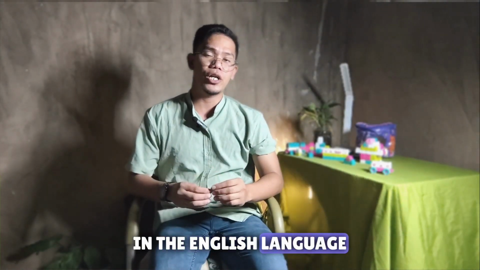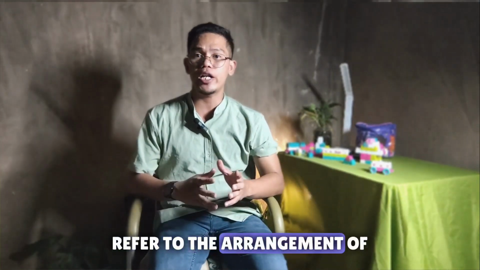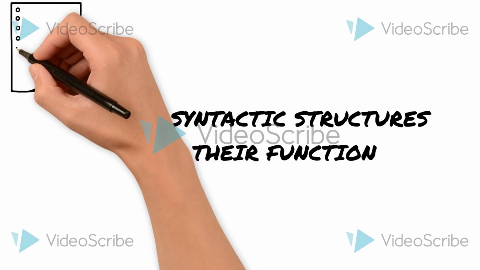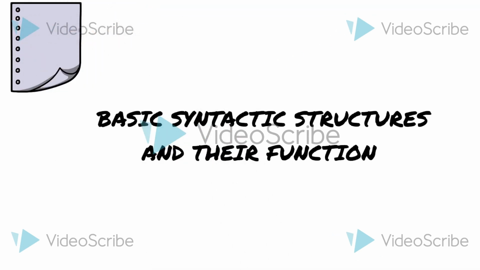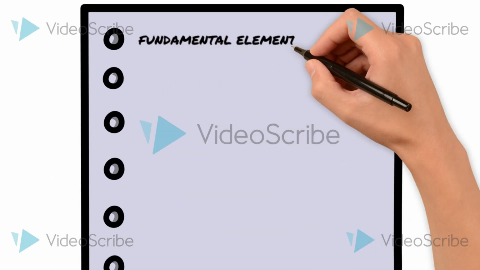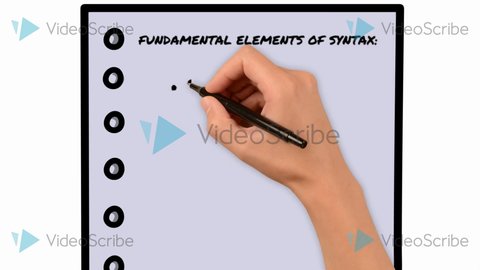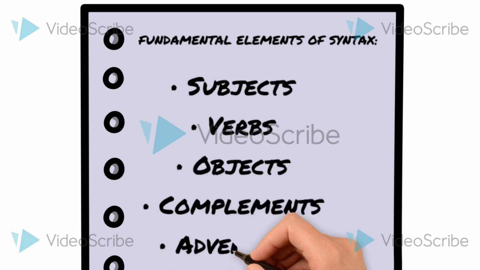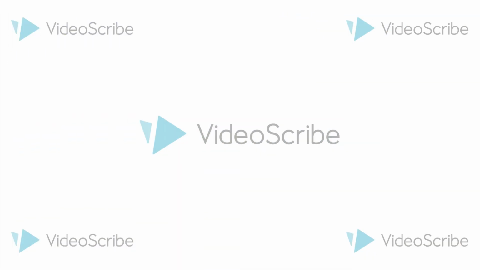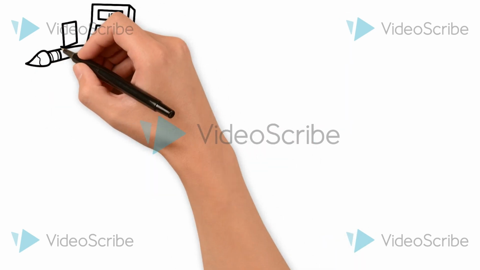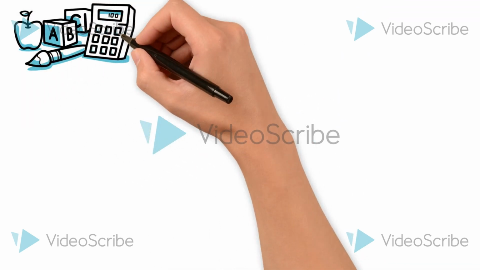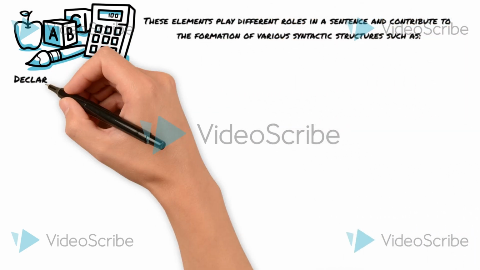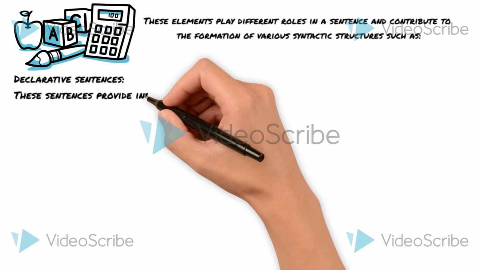In the English language, syntactic structures refer to the arrangement of words and phrases to create well-formed sentences. To understand these structures better, it's essential to learn the fundamental elements of syntax, such as subjects, verbs, objects, complements, and adverbials. These elements play different roles in a sentence and contribute to the formation of various syntactic structures, such as 1. Declarative sentences. These sentences provide information or make statements.